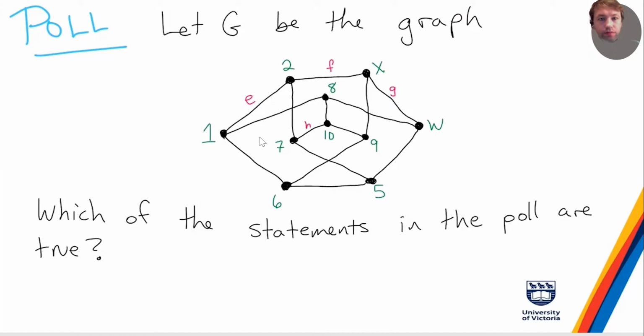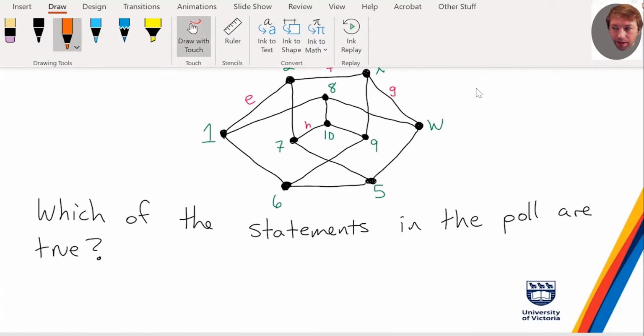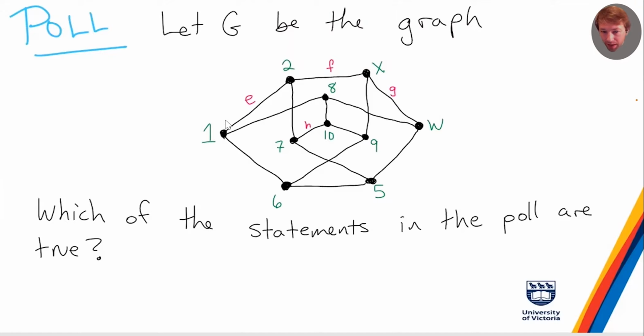Okay, so we'll start discussing this, but keep answering if you want. It seems we're getting consensus on the first one, and it's the correct consensus. So 1 is adjacent to 6. That's true because 1 and 6 are vertices, and there's an edge between them. So 1 is adjacent to 6. The first statement is true.